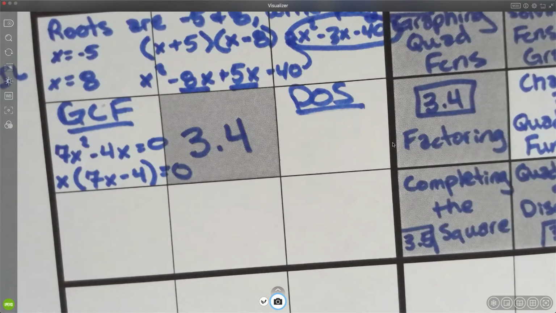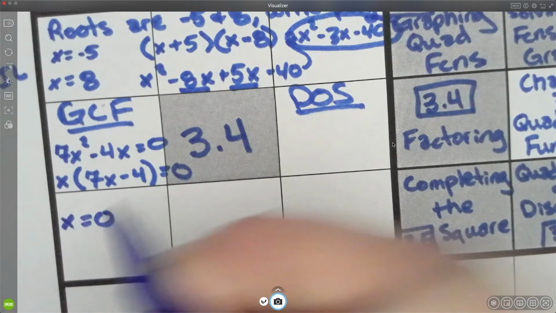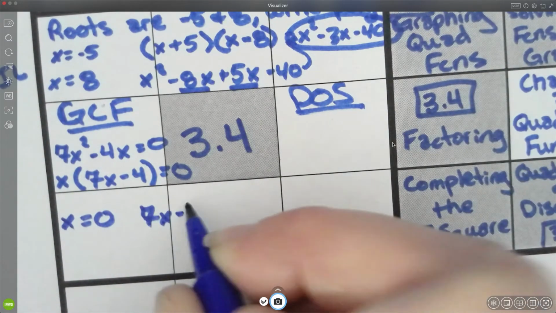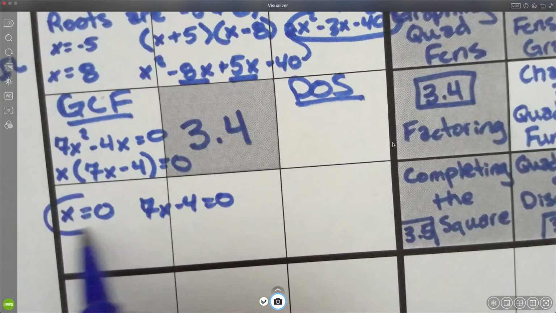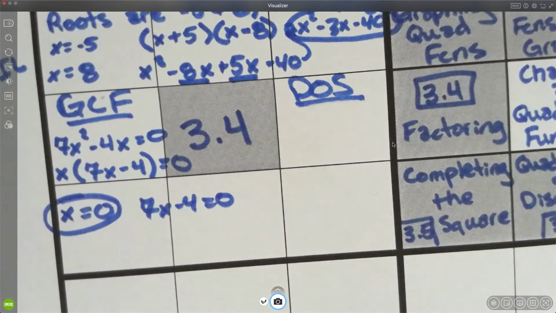No. What do you do as soon as he's broken down? Nothing. Oh, you set x minus 0. x equals 0 and 7x minus 4 equals 0. How many of each problem are there on here? Are there 2 of each? I think there's 2 of each, yes. Okay. So x equals 0. That's one of my answers, but then how do I solve for x in the second one?